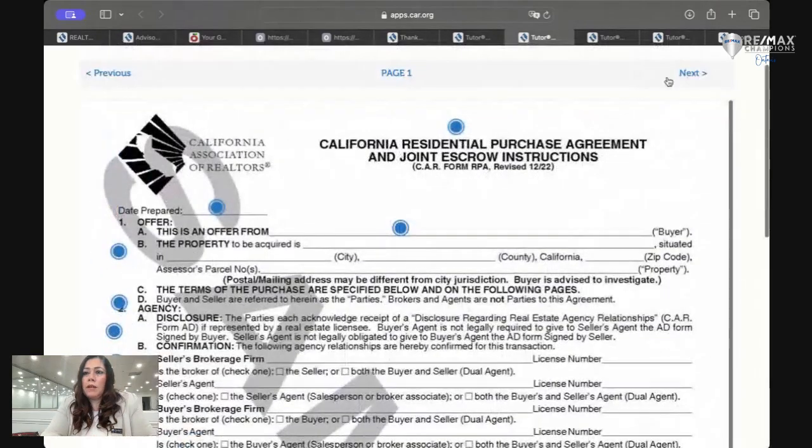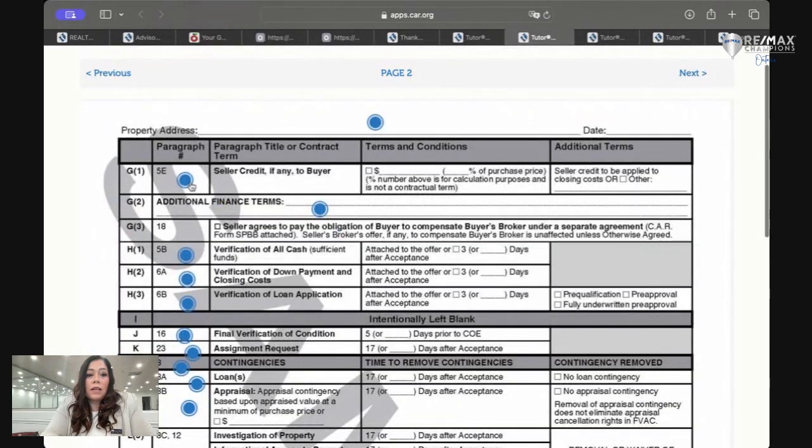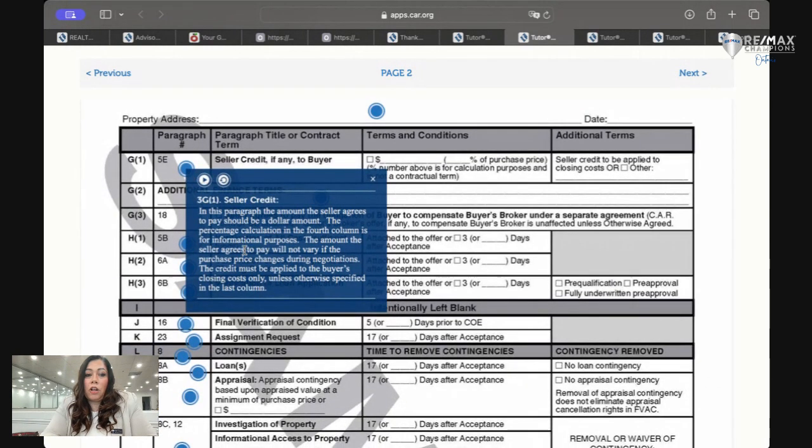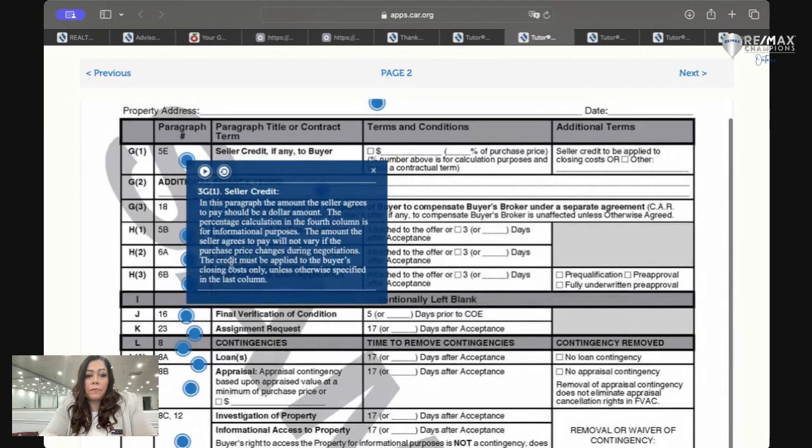So then if you go to page 2, in this paragraph, the amount the seller agrees to pay should be a dollar amount. The percentage calculation in the 4th column is for informational purposes only. So you just type in the dollar amount and then it calculates. The amount the seller agrees to pay will not vary if the purchase price changes during negotiations. That's why they want a dollar amount and not a percentage, if you notice that. So if your client needs 3%, just know that. That's how it works. If the price changes, then it may be less than what you're asking. The credit must be applied to the buyer's closing costs only, unless otherwise specified in the last column.